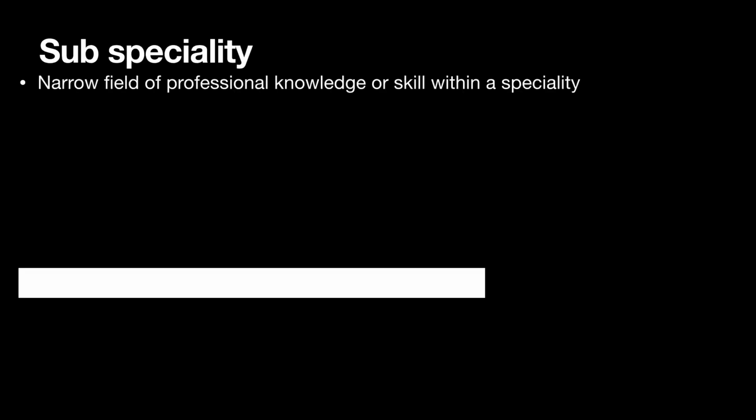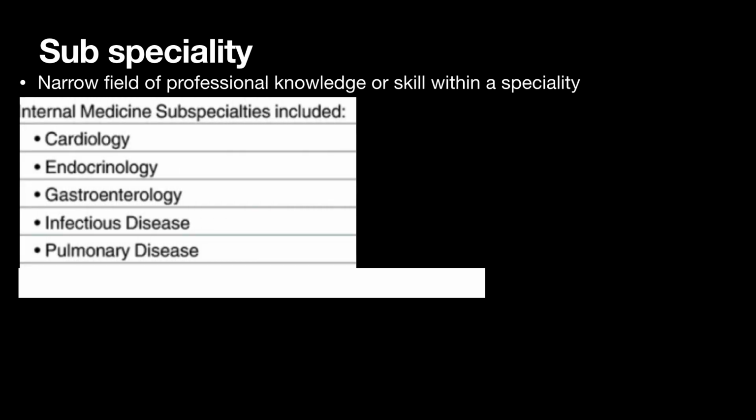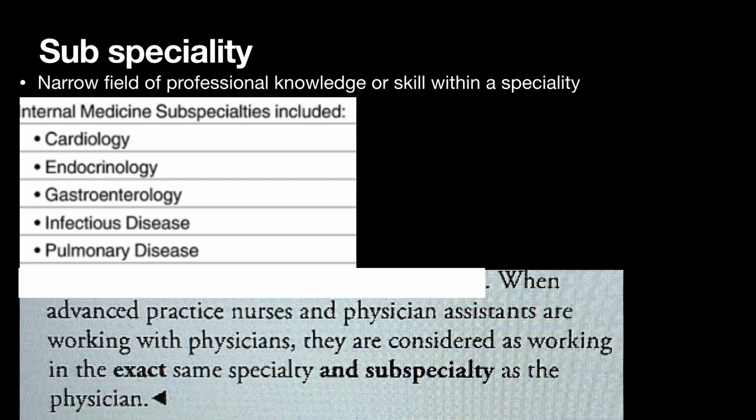And subspecialties are narrow fields of professional knowledge or skill within a specialty. For example, internal medicine subspecialties include cardiology, endocrinology, gastroenterology, infectious diseases, pulmonary diseases, etc. And when advanced practice nurses and physician assistants are working with a physician, they are considered as working in the exact same specialty and subspecialty as the physician.